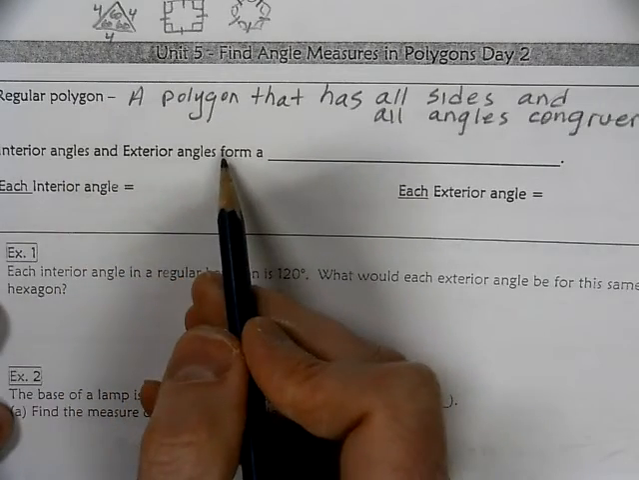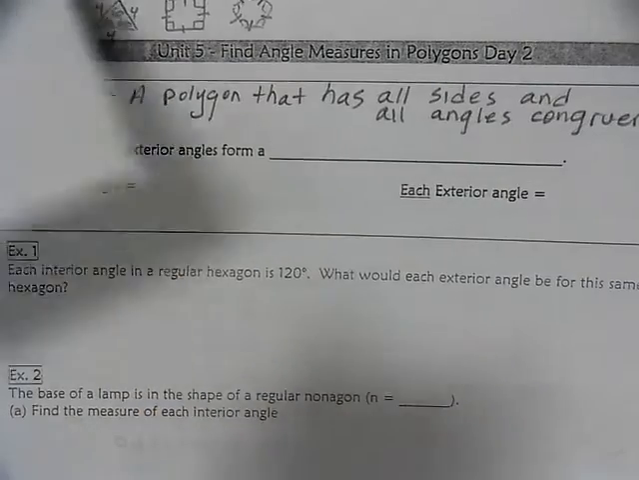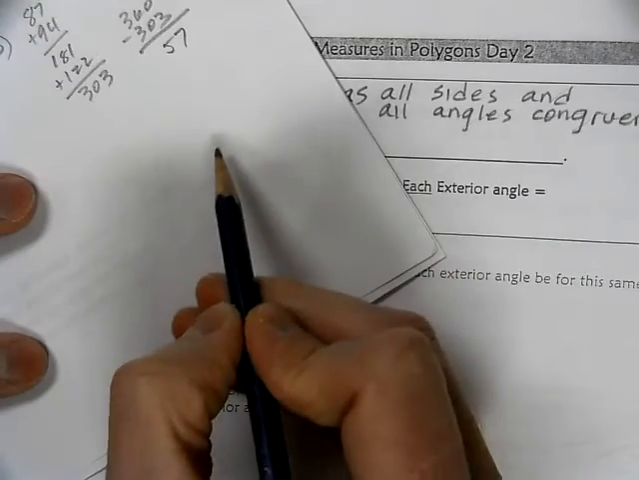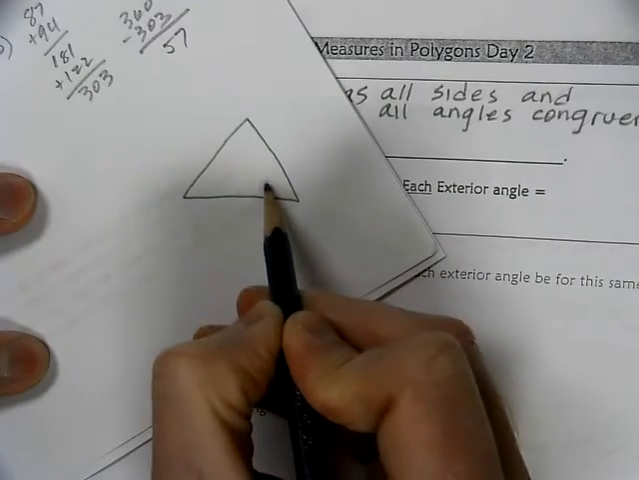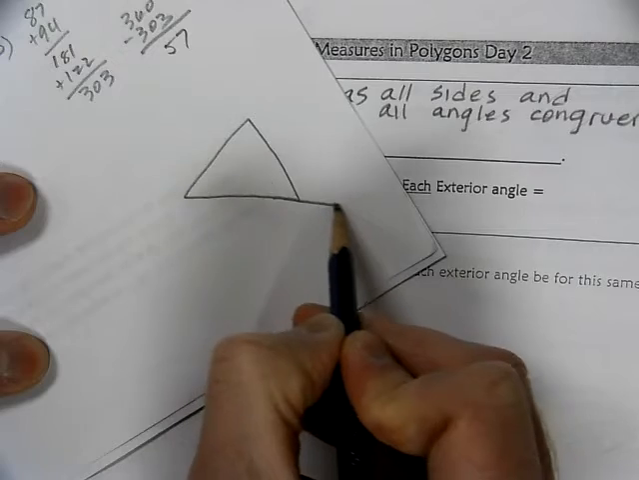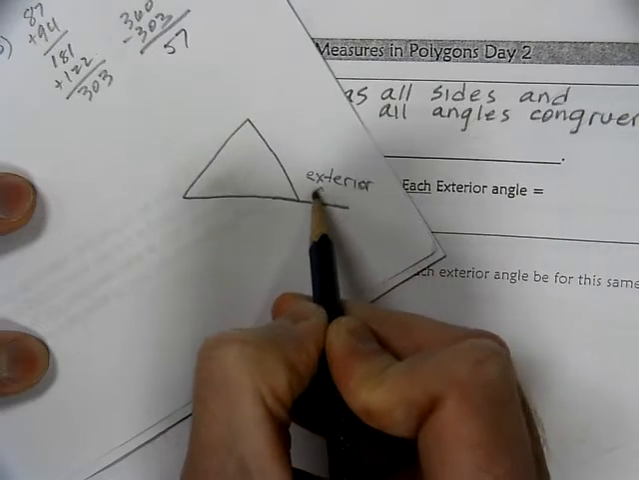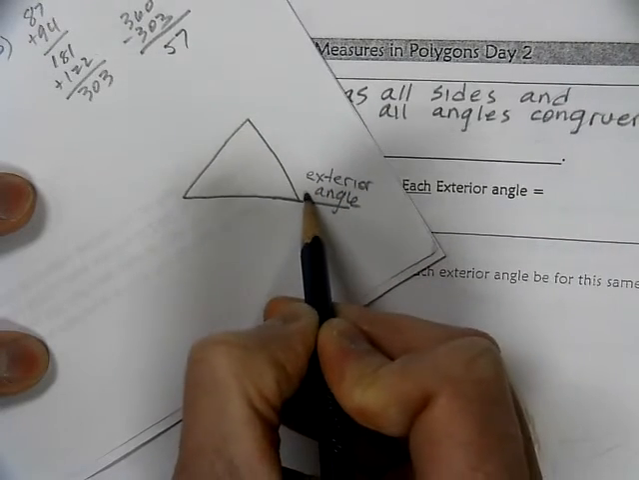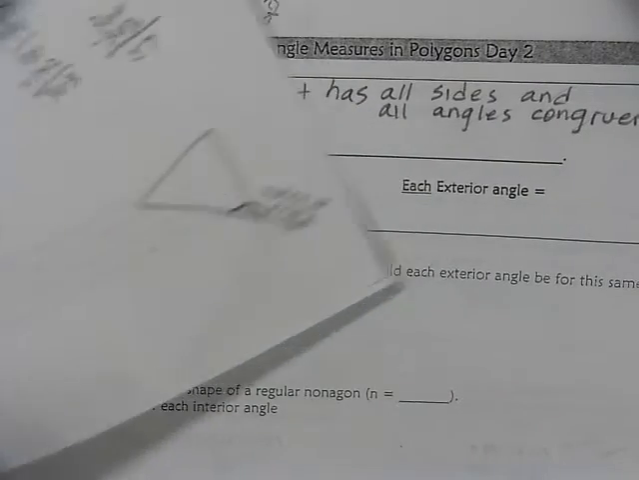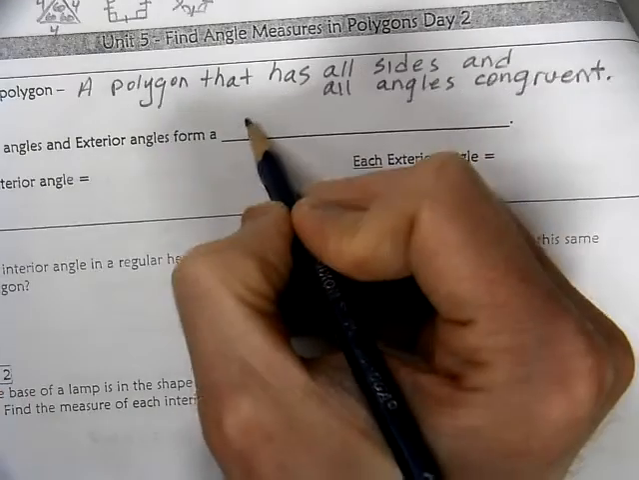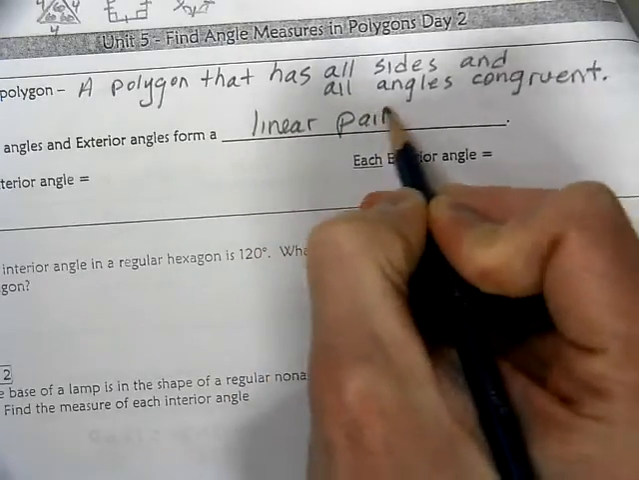Interior angles and exterior angles. Okay, taking a look at a picture here. If we look at a triangle, here we have the interior angle. If you extend the sides, you get the exterior angle. Together, those two angles make up 180. We also call that a linear pair.